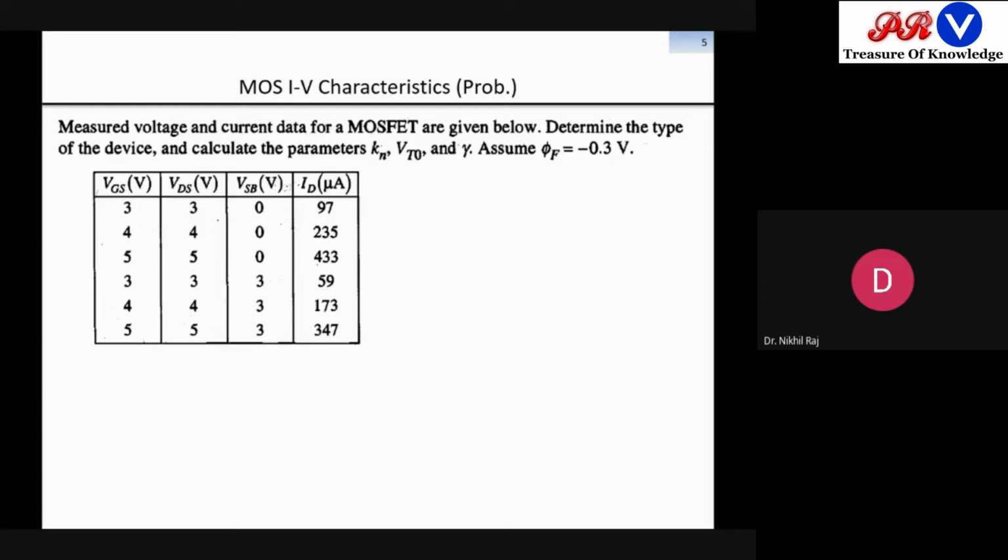So to calculate the parameters, how will we proceed? No information is given, only these values. Here we know ID equals half mu n Cox W by L times (VGS minus VT) squared. The second thing is to determine which equation to write in order to calculate the parameters.